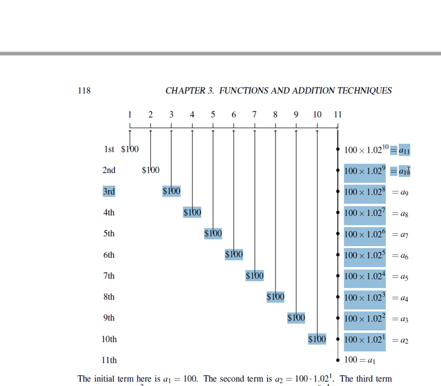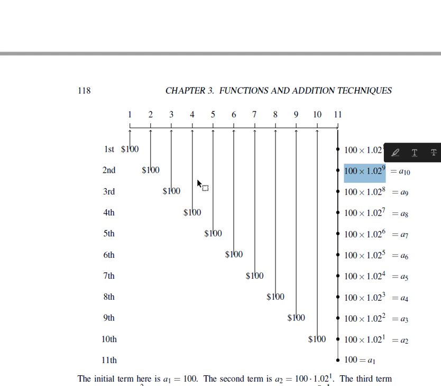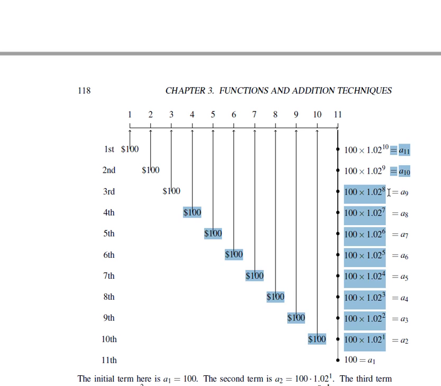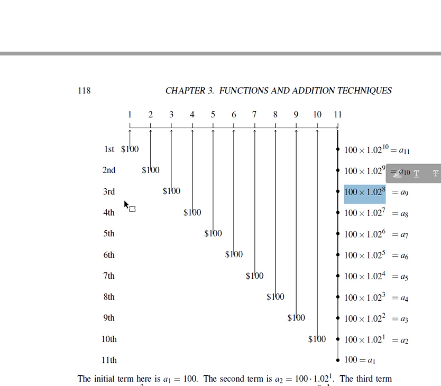You have this much. Similarly, at the beginning of the third year, you deposit another $100, then the amount of money will be this. The third deposit will only receive 8 years' interest. That's why here is 8. All right? And then here is the beginning of the 9th year. So that here is A9.